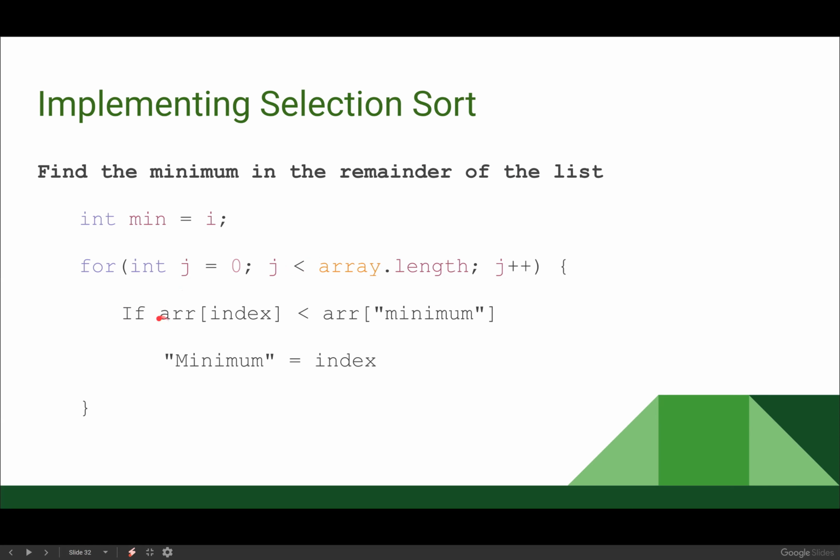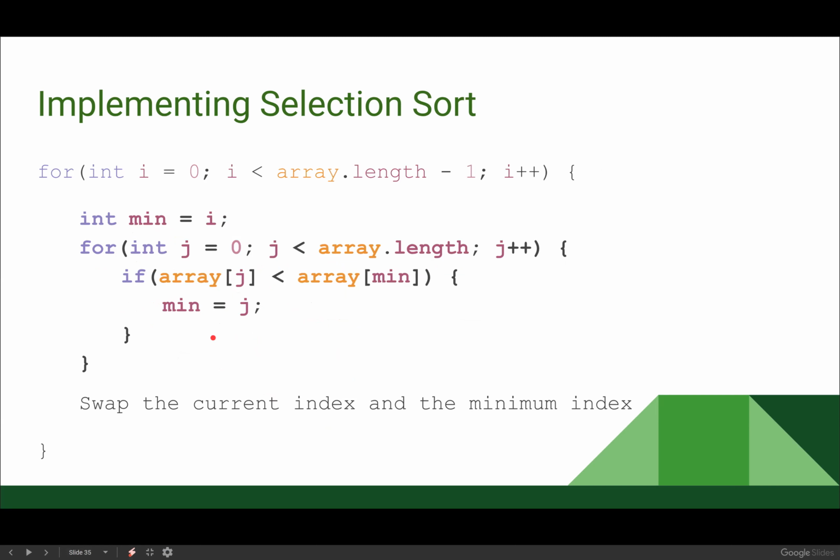Then we can check if the array at our current j index is less than the array at our minimum variable. If array at j is less than array at min, then we will reassign min to equal j. If we ever find a smaller value, we're going to remember it. This is just the finding the minimum algorithm that we've talked about in the past. So we're going to take this, we're going to slot it in here.